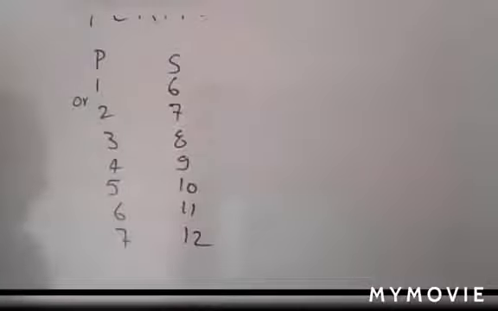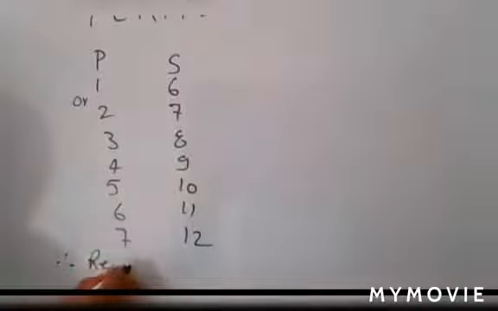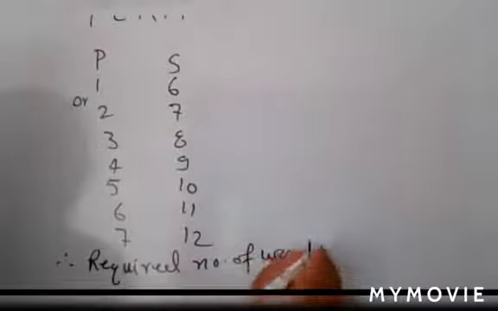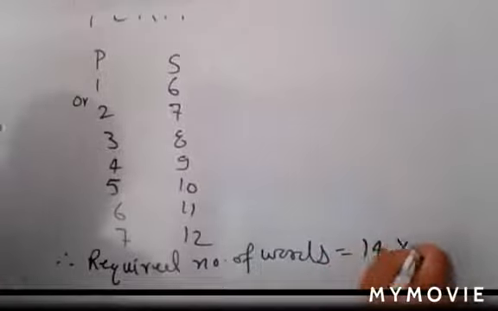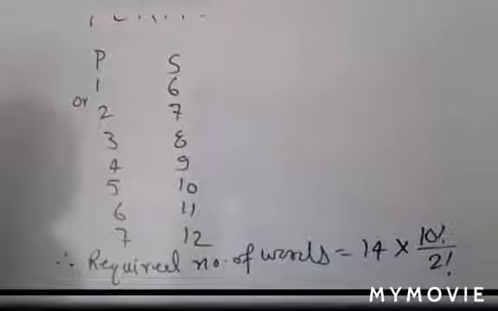Hence the remaining 10 letters which contain two T's can be arranged in factorial 10 upon factorial 2 ways. Understand? Then you write required number of words. So the required number of words is equal to 14 into 10 factorial upon 2 factorial.